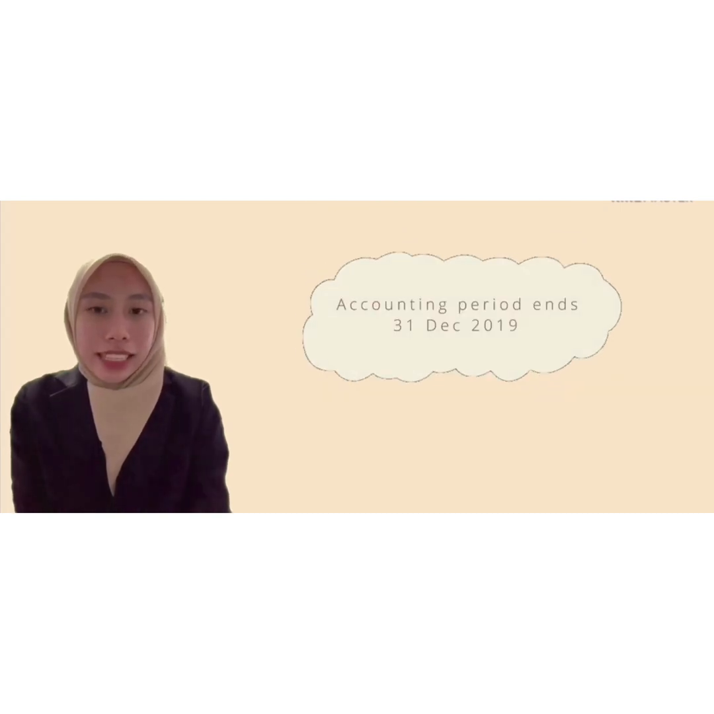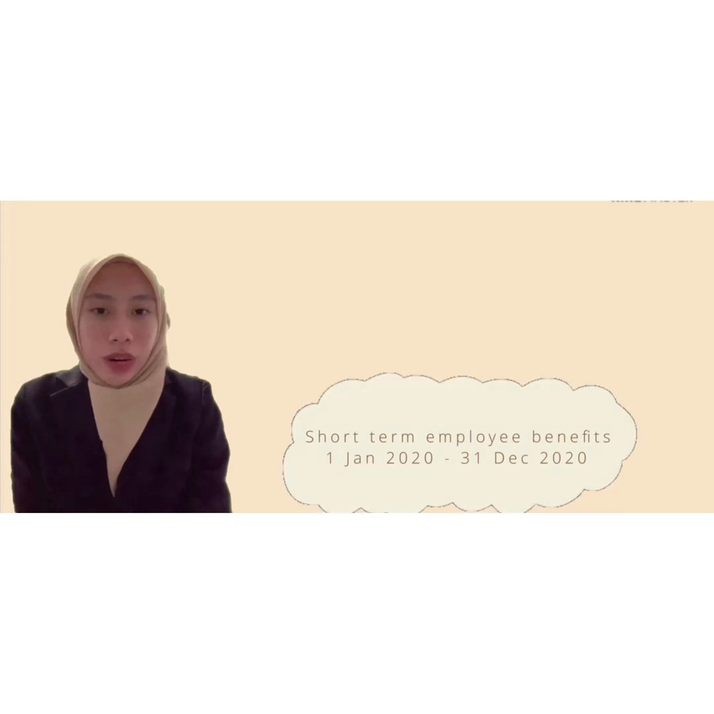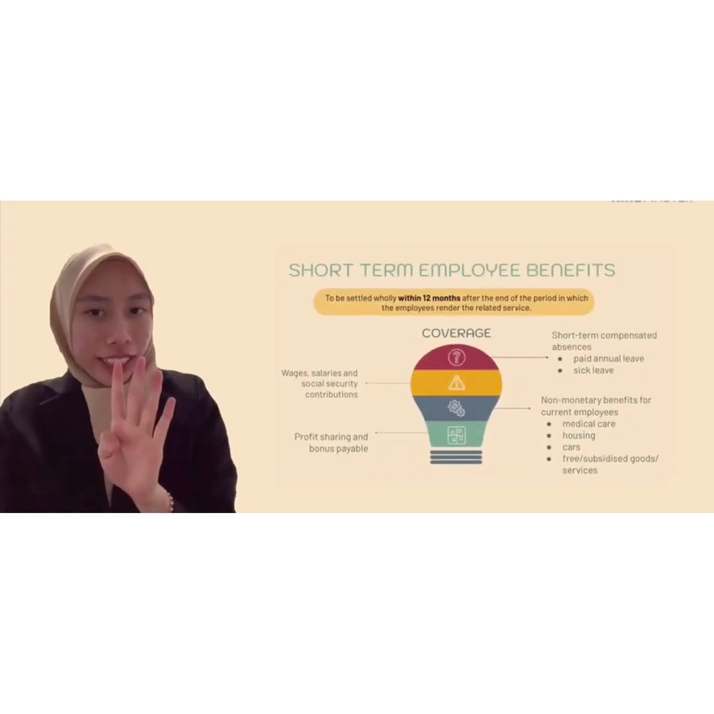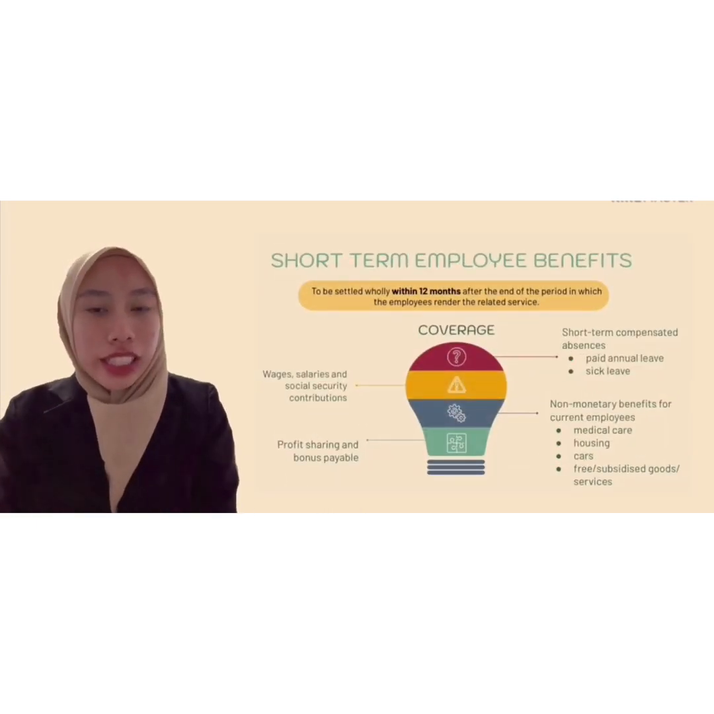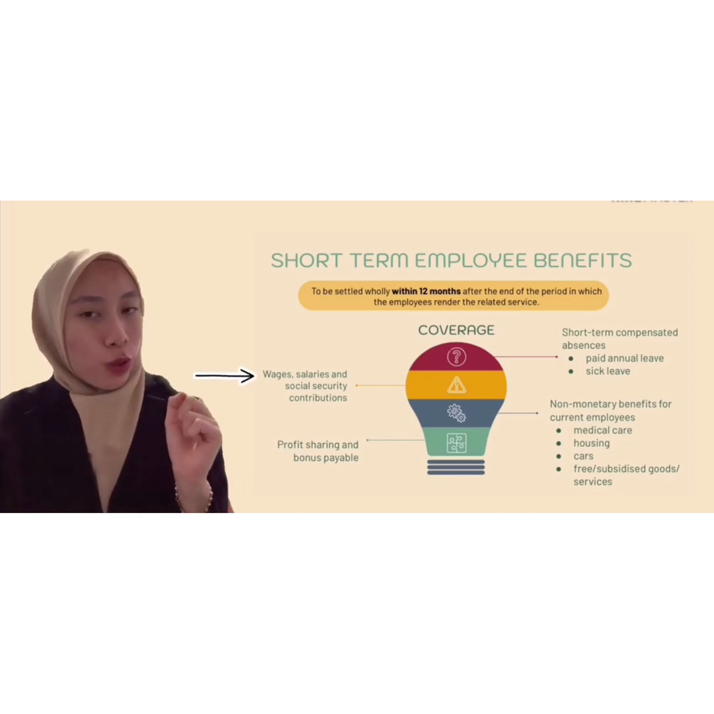Let's say, if an entity's accounting period ends on 31st December 2019, then the short-term employee benefits has to be settled within 1st January 2020 until 31st December 2020. There are 4 categories covered under short-term employee benefits. First, wages, salaries and so on.